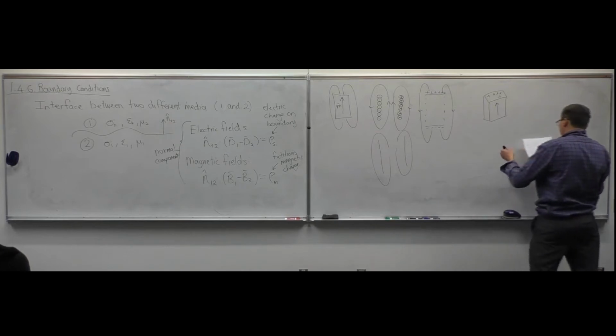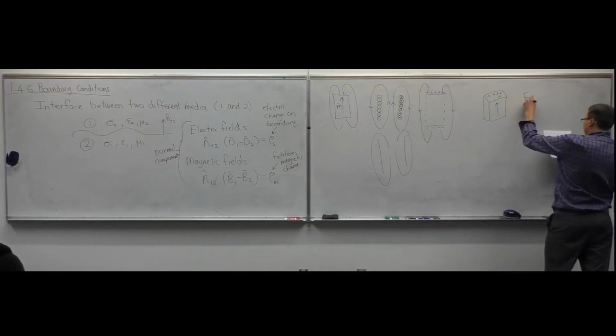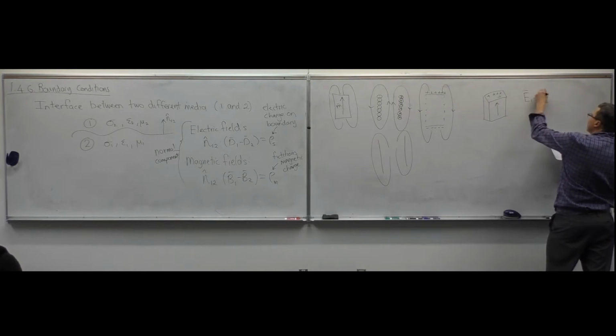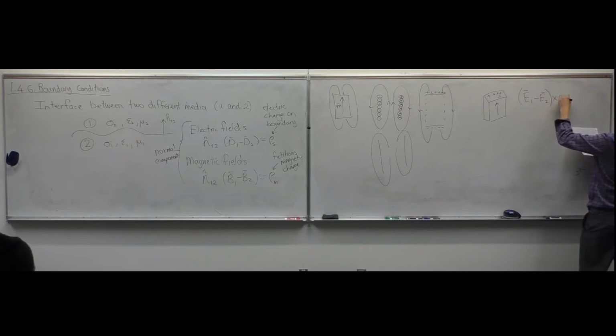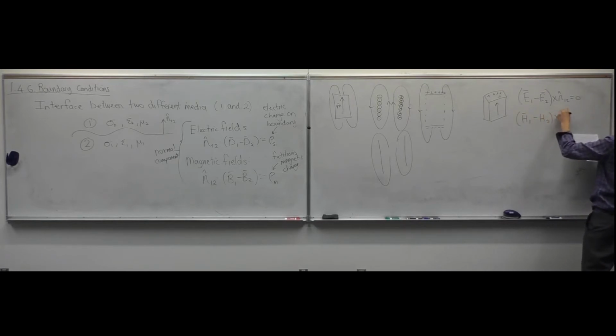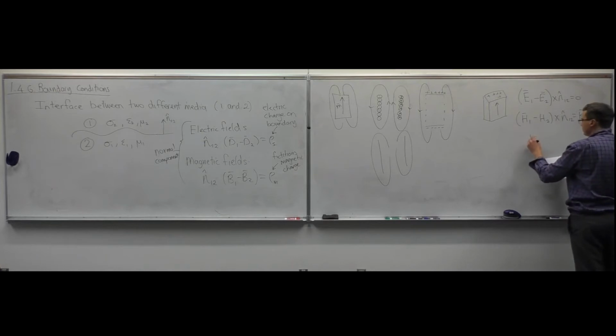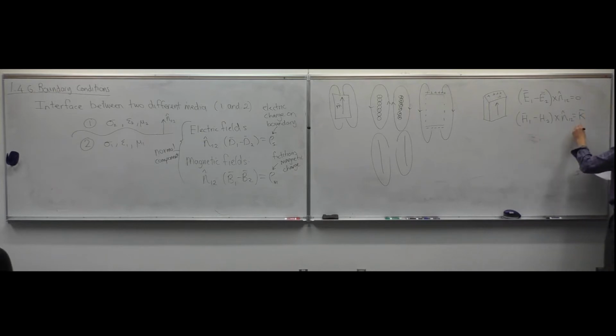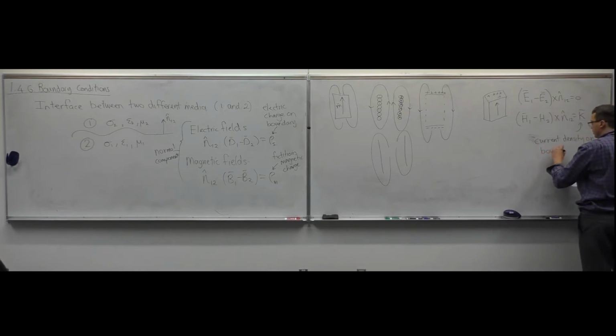And so that can be written out as E1 minus E2 cross product N12 equals 0, and H1 minus H2 cross product N12 equals K, where K would be some current density on the boundary.